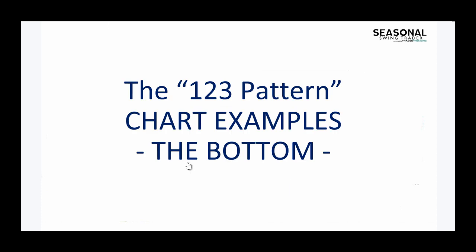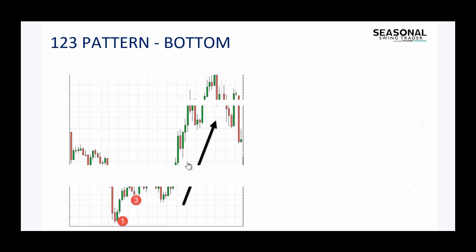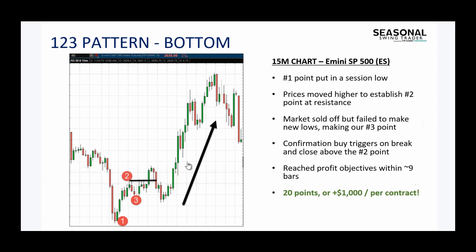Okay? Let's look at 1, 2, 3 bottom examples. Same setup, but only to the inverse. Now, this is a 15-minute chart of the E-mini S&P. So on an intraday chart, it doesn't make sense to look for a 52-week high or 52-week low. So how do we identify what the high or low is on an intraday chart? Well, for an intraday chart, whether it's a tick, a 2-minute, a 5-minute, a 10, 15-minute, we're looking for what we call session highs or session lows.